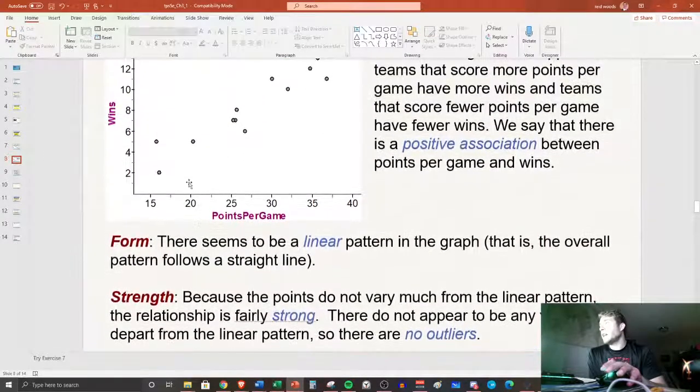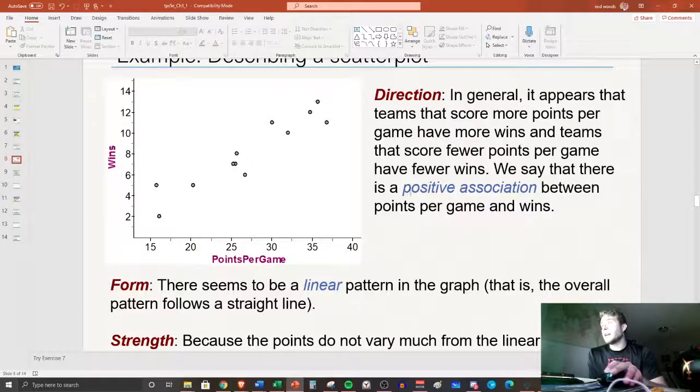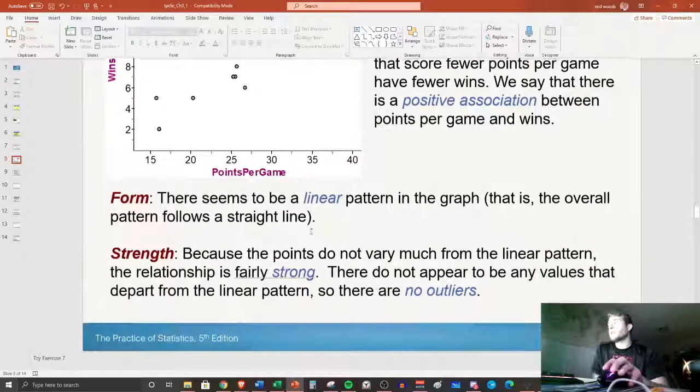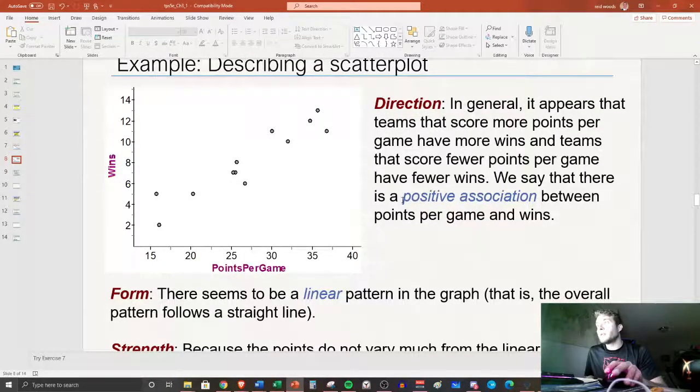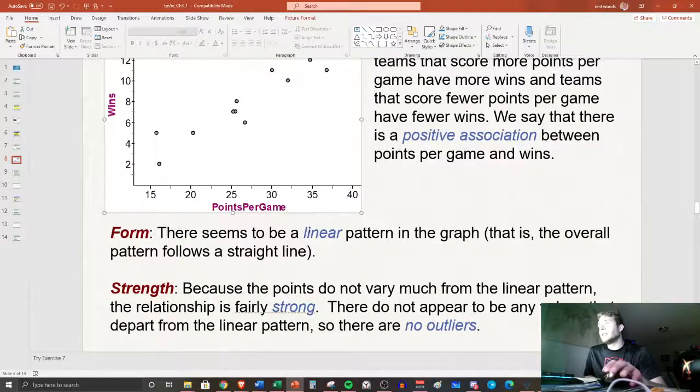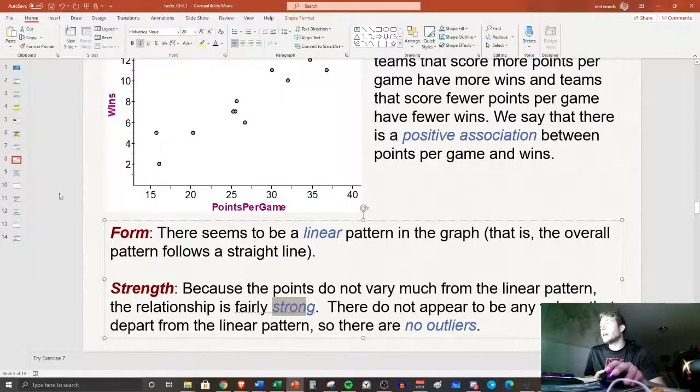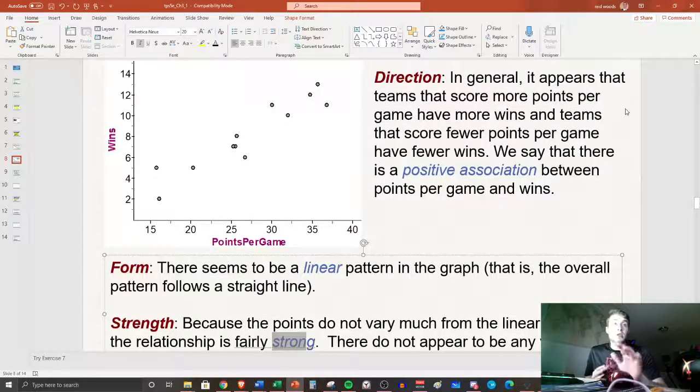So looking at, okay, this is exactly our scatter plot right here. All right, so this is how they're describing it. So we talk about direction. So we would say positive association, and we had said that about ours. So this is that football example. There seems to be a linear pattern, okay? And then strength, because the points do not vary much from the linear pattern, the relationship is fairly strong. There are no outliers, all right? So that's the big ideas to start us off with these associations.